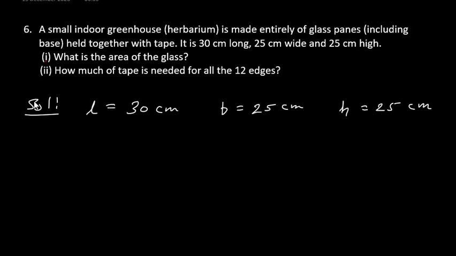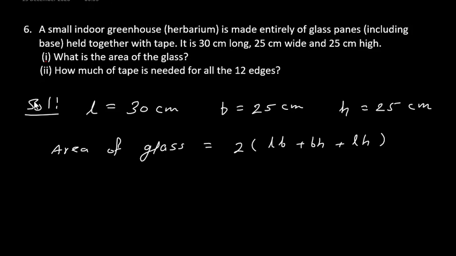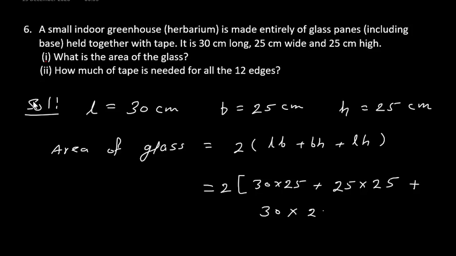So first I have to find area of the glass. So area of glass, I have to find total area. So it is 2 times LB plus BH plus LH. This is equal to 2 times length is 30, breadth is 25, plus breadth is 25, height is 25, plus length is 30 and height is 25.